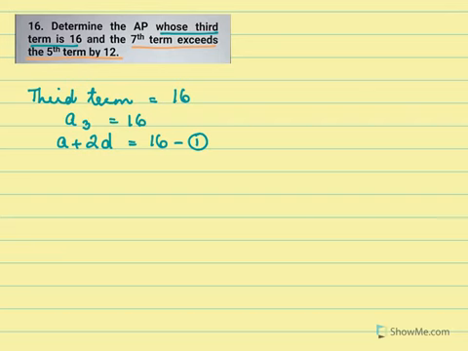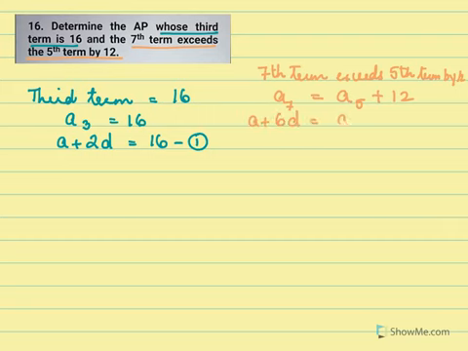And the second condition says the 7th term exceeds 5th term by 12. Exceeds 5th term by 12 means the 7th term equals the 5th term plus 12. So let's open this. A plus 6D equal to A plus 4D plus 12. I will cancel the A on either side. So I'll get 6D minus 4D equal to 12. So you have 2D equal to 12 and your D equal to 6.